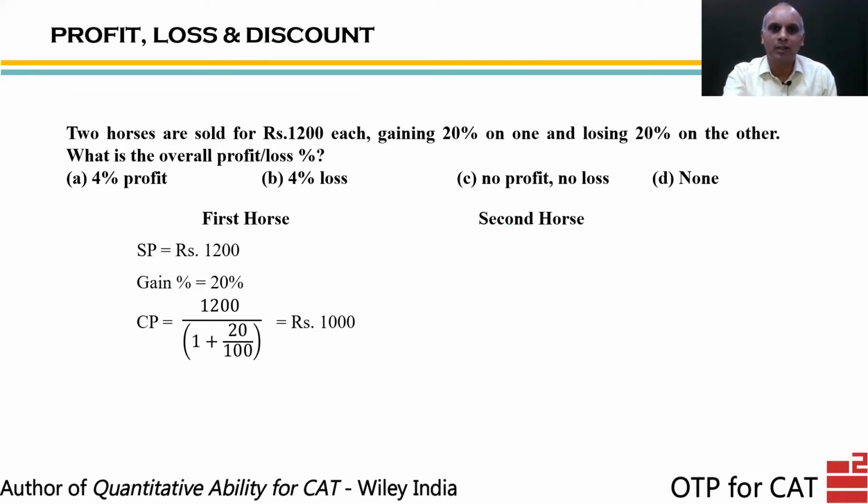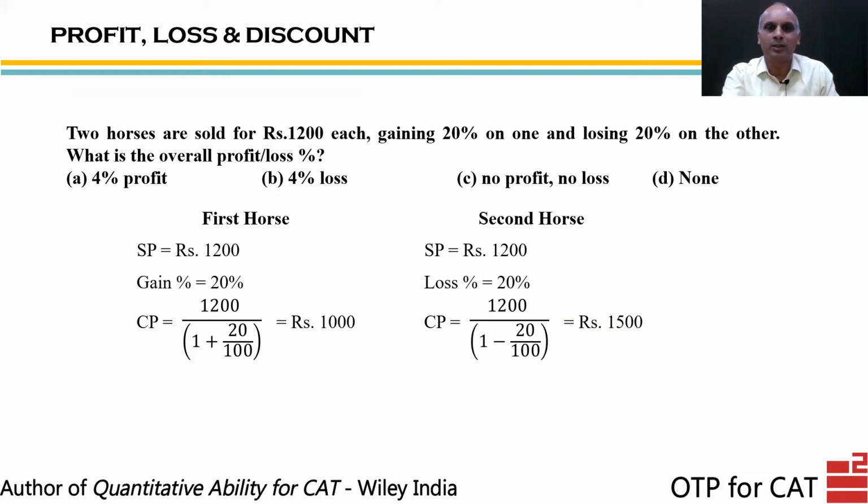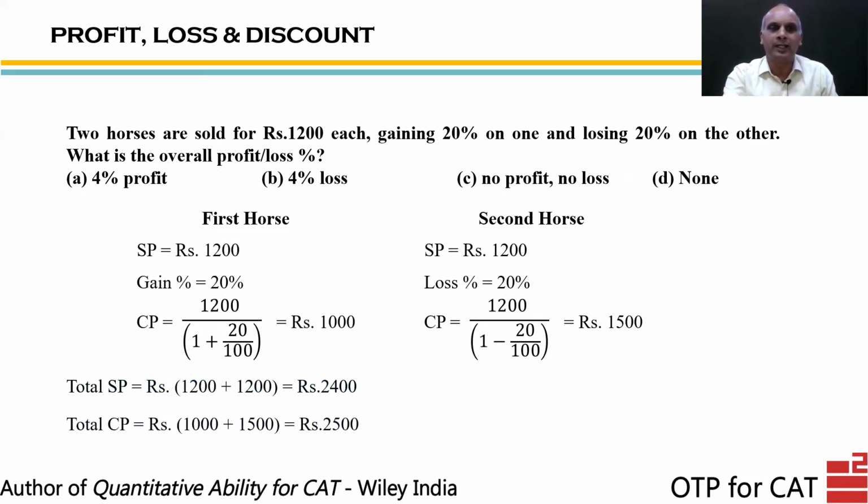In the case of second horse, we are having a loss of 20%. SP remains the same as 1200 rupees and loss is 20%. So CP becomes how much? That will be SP upon 1 minus loss percent. So that calculates to the value of rupees 1500. So that means the cost price of the first horse is 1000 rupees and that of the second horse is 1500 rupees. And which means the total cost price is 2500 and total selling price is 2400 because two horses are sold for rupees 1200 each.